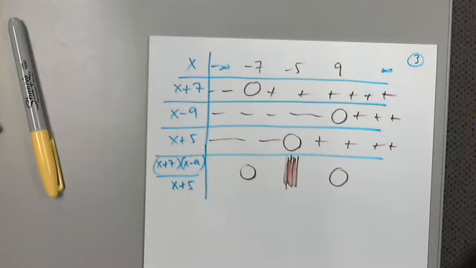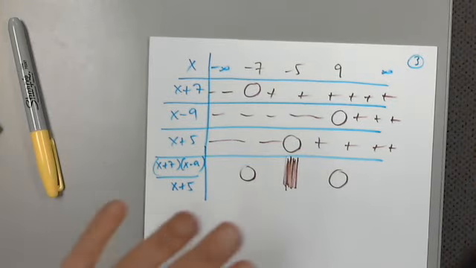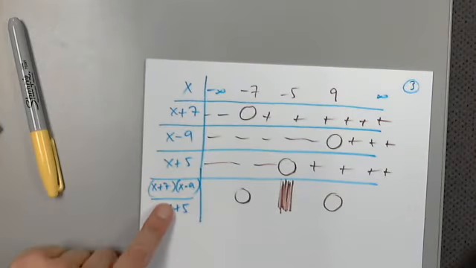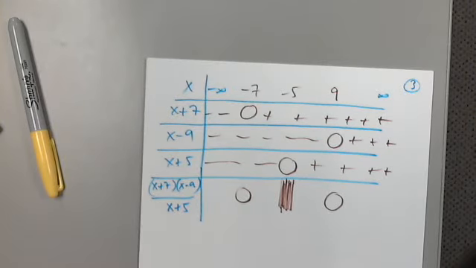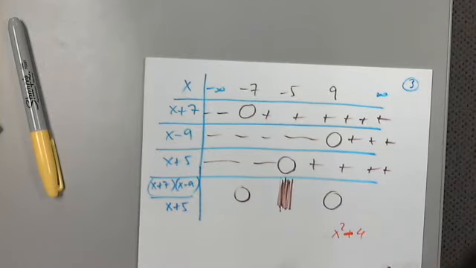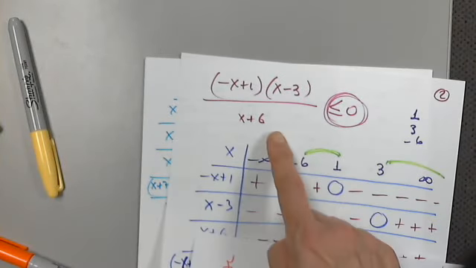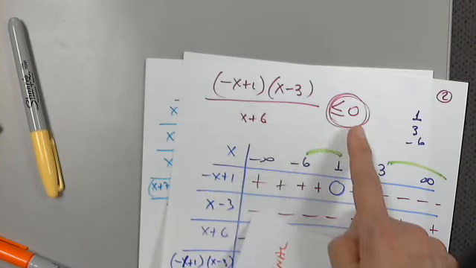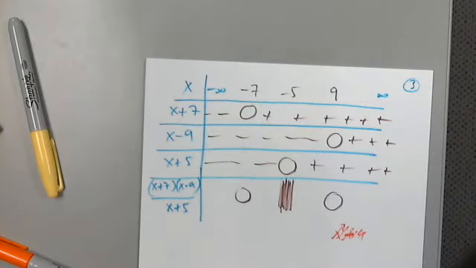But remember, the table doesn't work unless this is a product or a ratio. You cannot put in the table x squared plus 4. There is no need because it's always positive. You have to factor it first. So all these examples, remember, they all have either a product or a ratio, and 0 on the other side. Because we compare signs, we don't compare quantities.